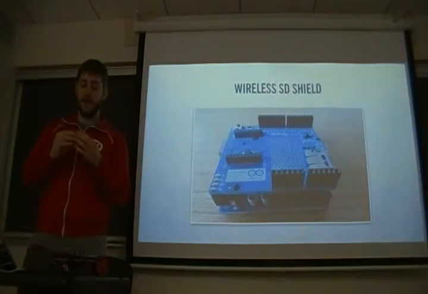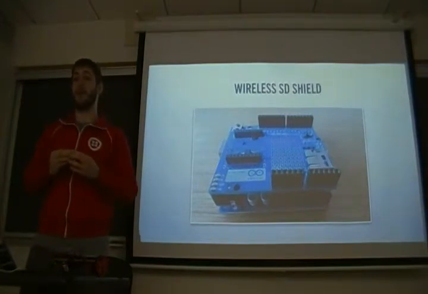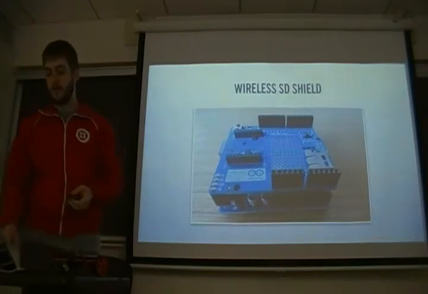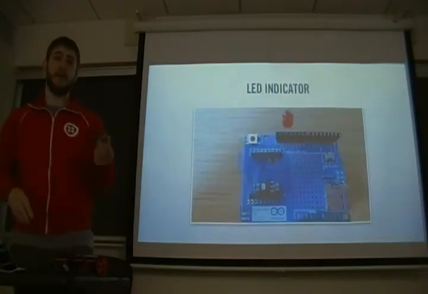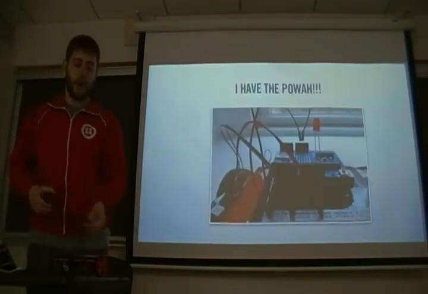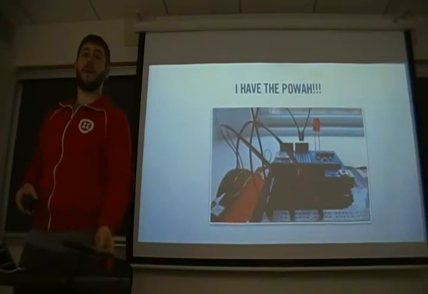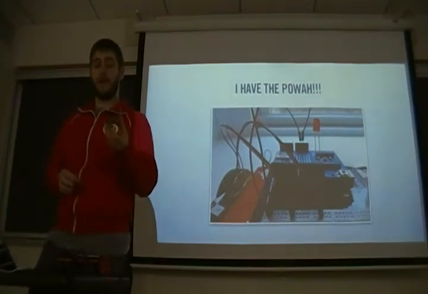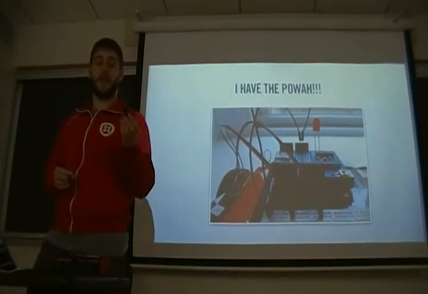Makes it a lot easier to interface with, because there's like 30 pins that you would have to wire on your own. We also have a basic LED to show you when the robot is connected to the network. And then we have power. So all of the motors and all of the sensors need 5 volts of power. Luckily, the Arduino outputs 5 volts of power.